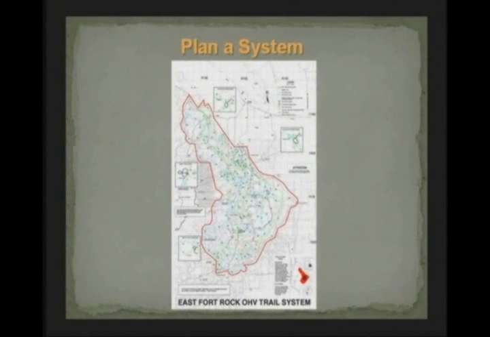This is a map of the East Fort Rock area in Oregon. As you can see, it is a diverse system with many loops and a full range of difficulties. A rider here can plan a good day of riding, and more importantly, can have fun.